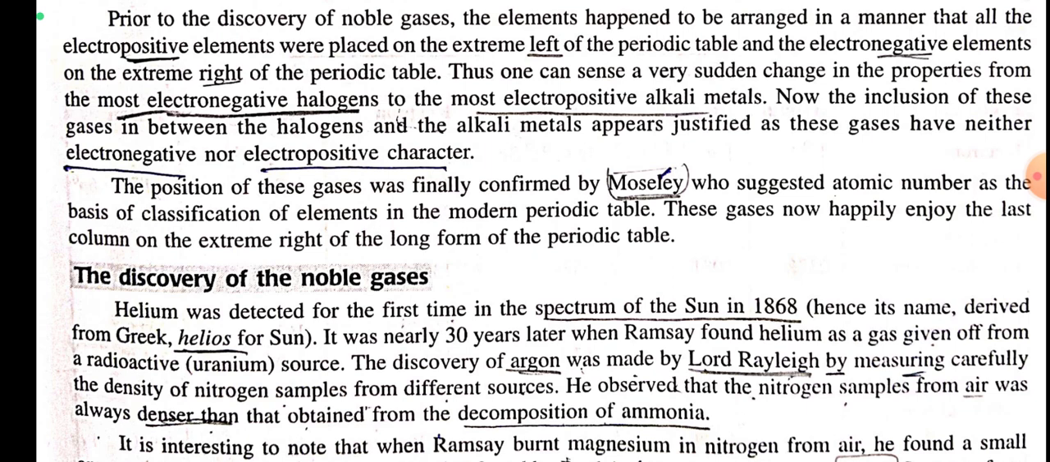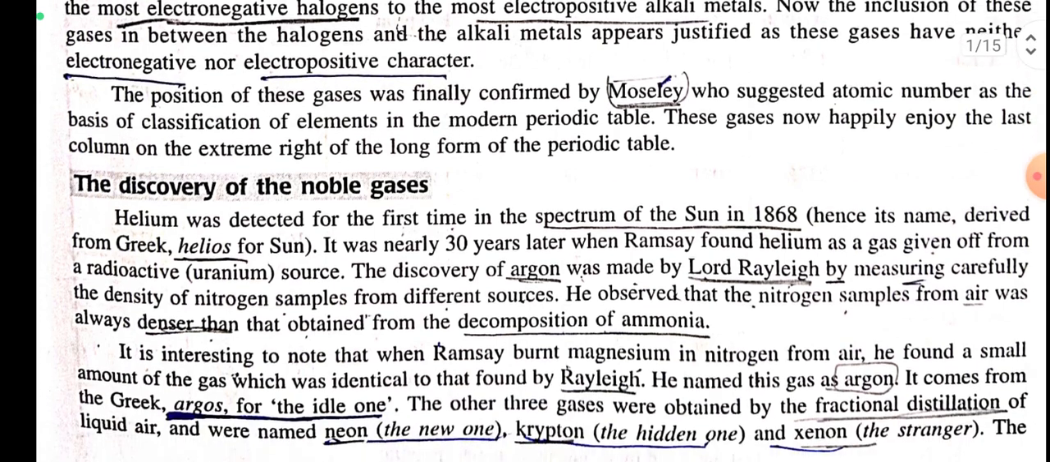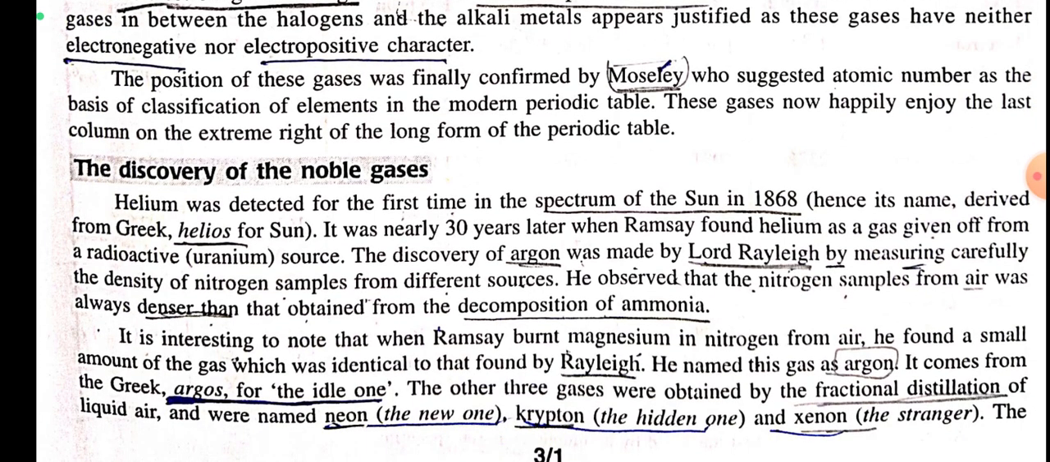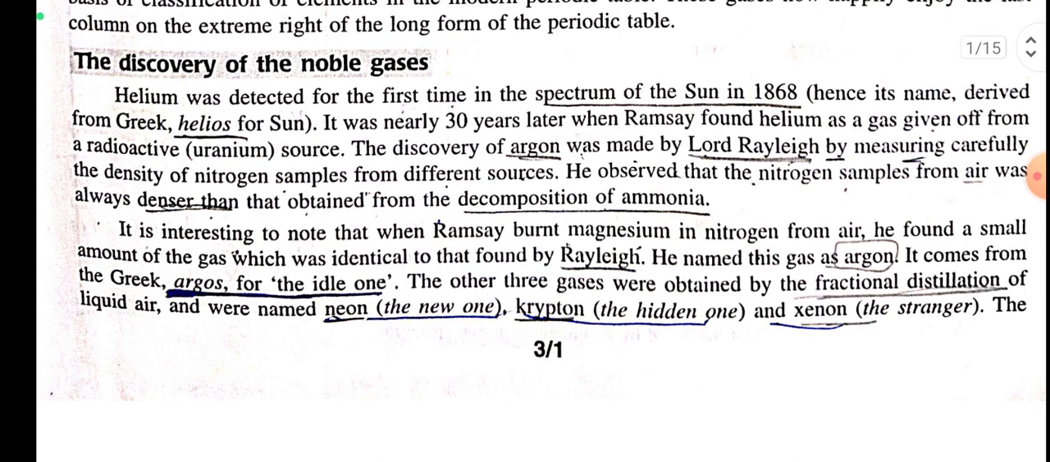Now, the inclusion of these gases in between the halogens and the alkali metals appears justified, as these gases have neither electronegative nor electropositive character. The position of these gases was finally confirmed by Moseley, who suggested atomic number as the basis of classification of elements in the modern periodic table. These gases now happily enjoy the last column on the extreme right of the long form of the periodic table.